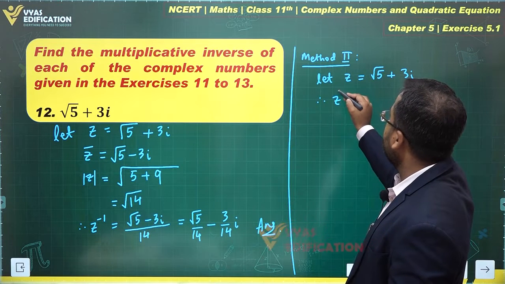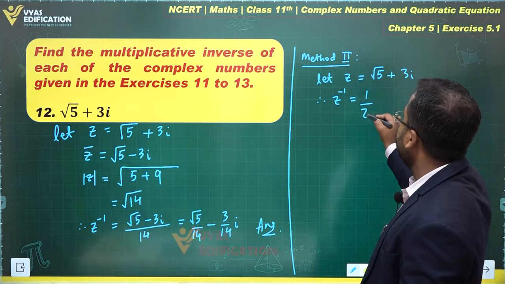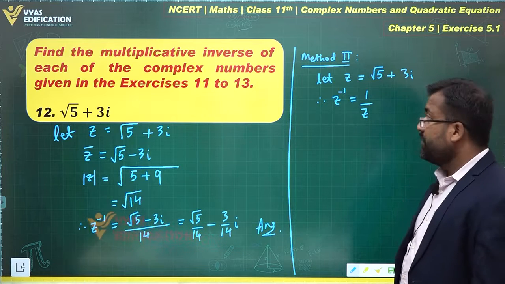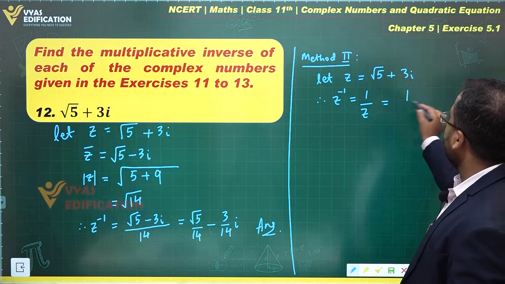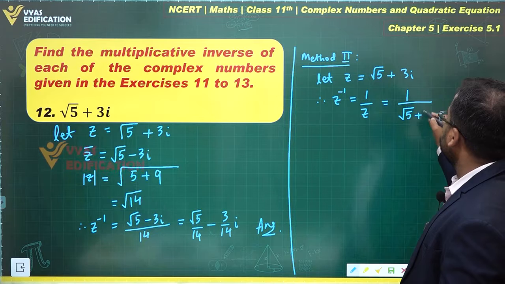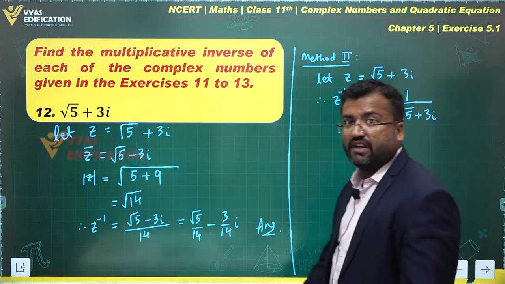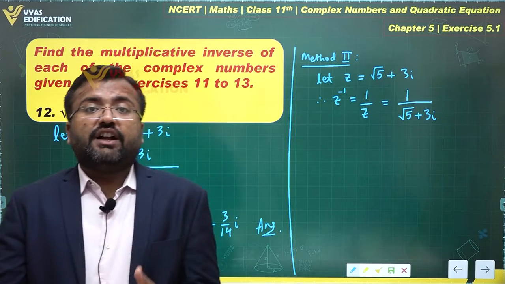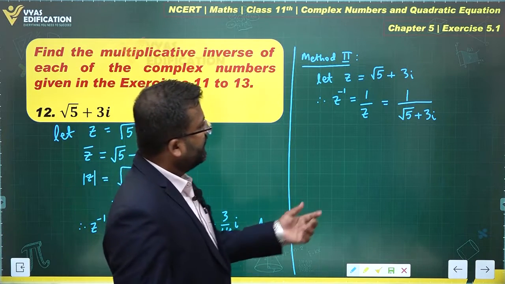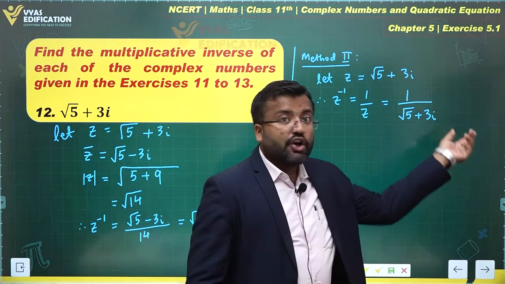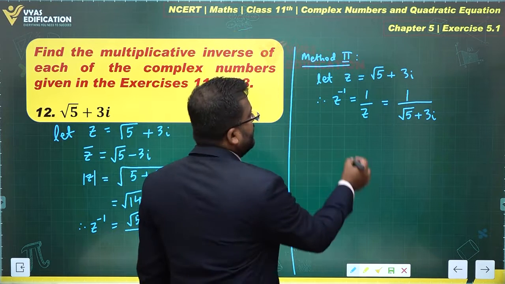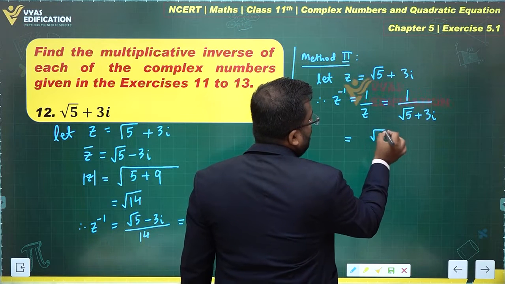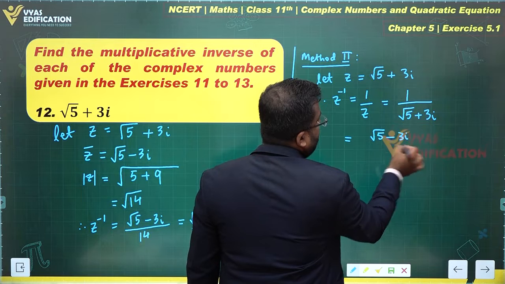Therefore, z inverse becomes equal to 1 by z. That's the multiplicative inverse, which can be written as 1 upon root 5 plus 3i. What next? Can we leave the complex number in this form? No, we'll not leave the complex number in this form. We'll try to convert it into the standard form. And how do we do that? We'll have to multiply this by the complex conjugate, root 5 minus 3i.